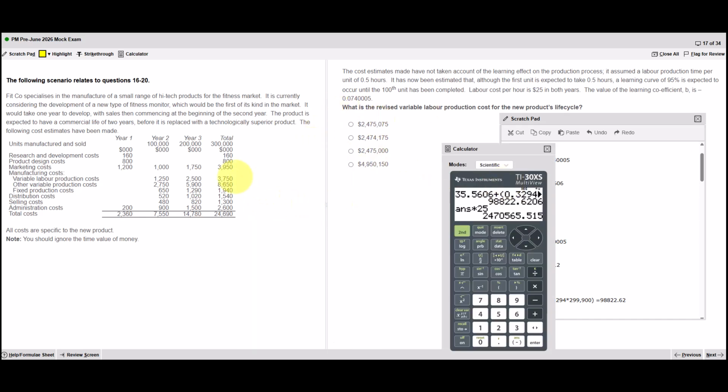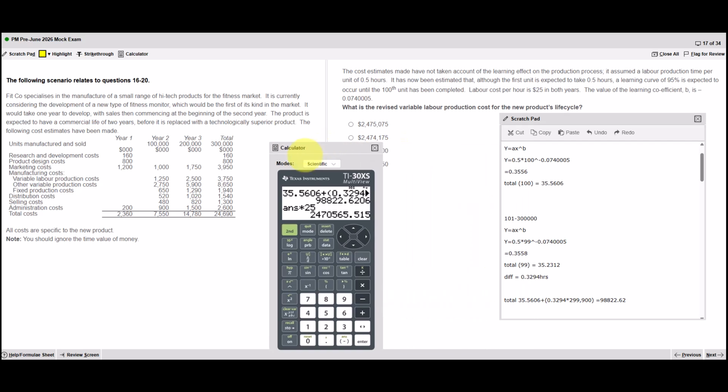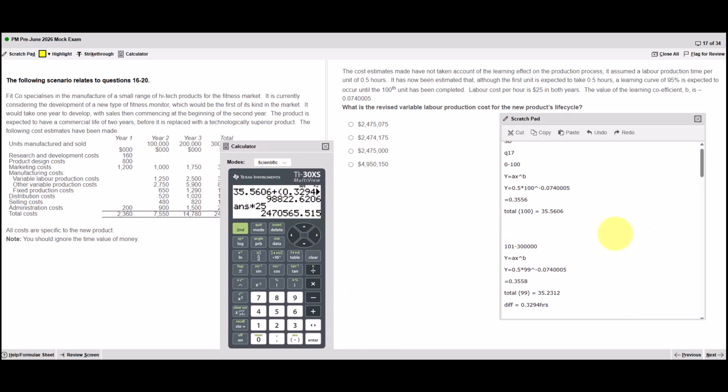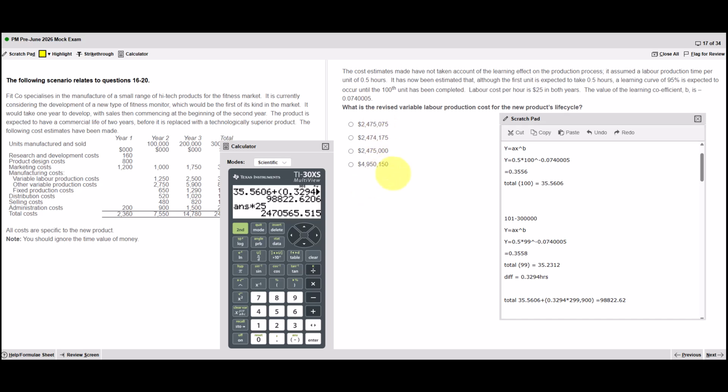What I should have said is if the labor cost was 3.75, there's no way it would go up when you apply the learning curve. So it has to be one of these three. So my options now are to recalculate it and see if I've made a mistake, or to choose the nearest one, which is this one. I would probably choose the nearest one and move on.